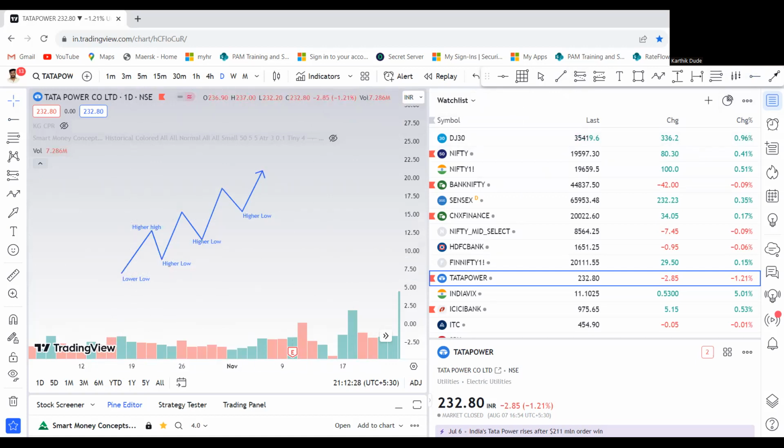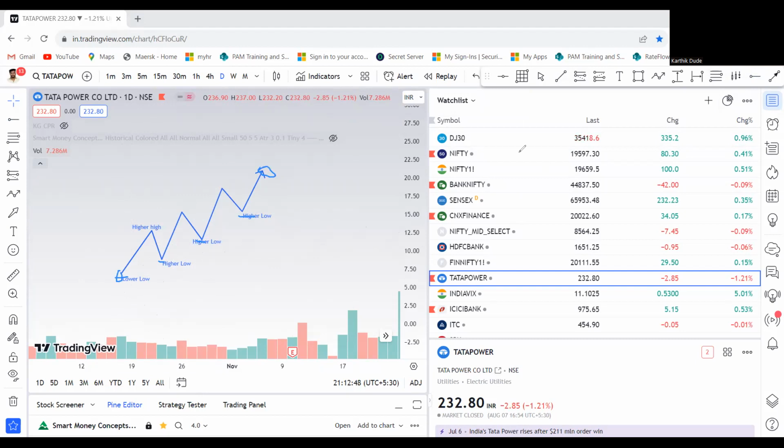Meaning if you buy a share here, you keep holding it. This we call a retracement: price will come here, then it goes up. Price will come here, then it goes up. Price will come here, then it goes up. So in this case, when you buy here, your price will keep moving and you book the profit here.